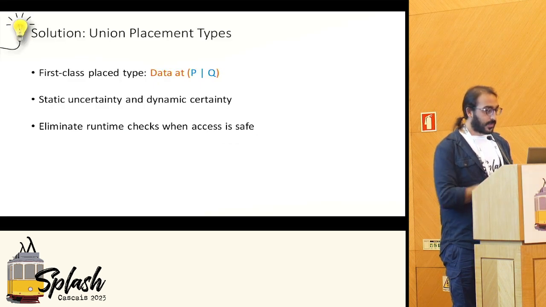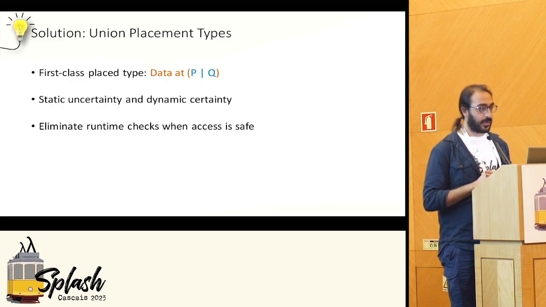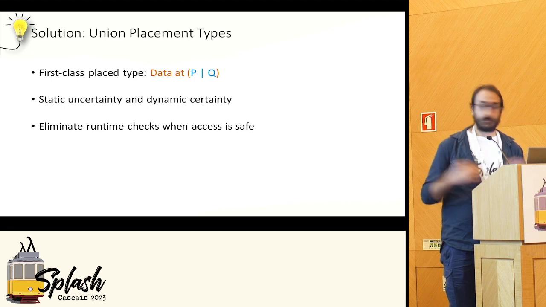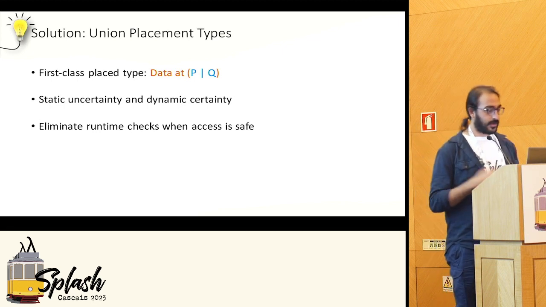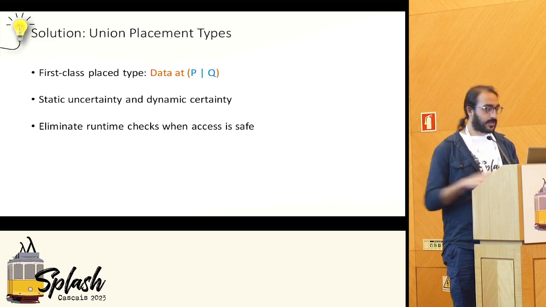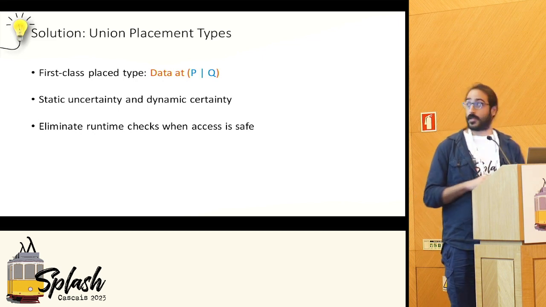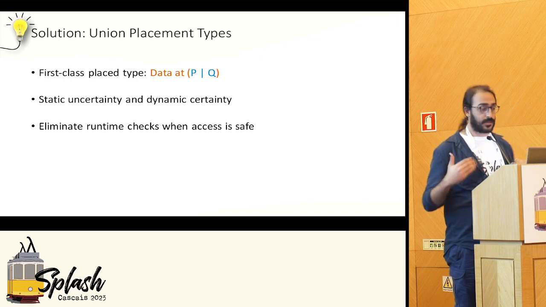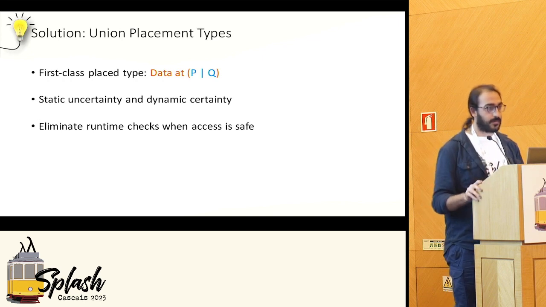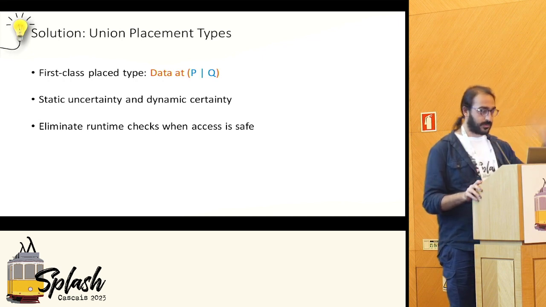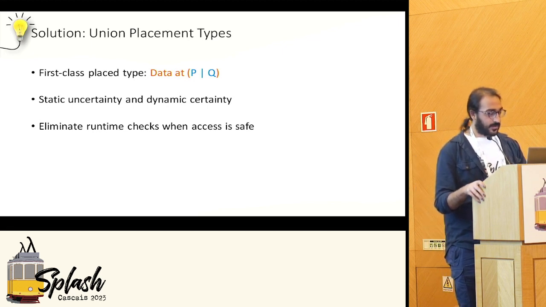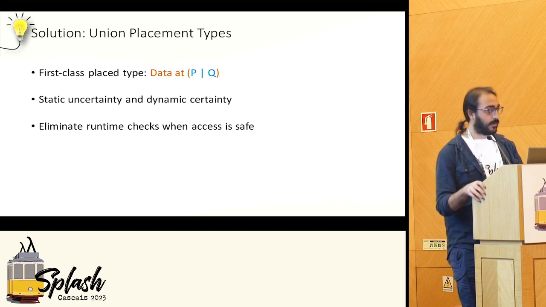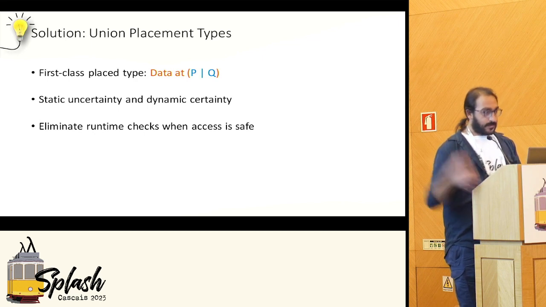So on a type level, how does it work? We introduce a type called just a type at P or Q, where P and Q are peer types. And this, again, is supposed to represent static uncertainty, because at compile time, we don't know whether this is a thing that's at P or Q, but dynamically at runtime, we do know, because it's compiled with it's happening. And so at runtime, we can eliminate some of these checks, which could be bad. And this is at the type level.